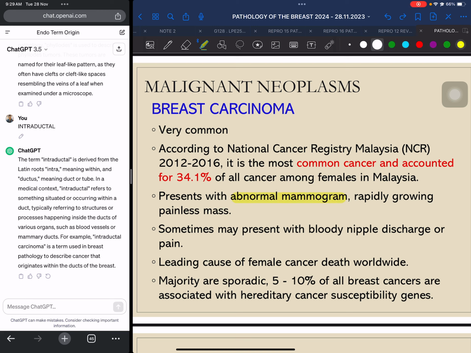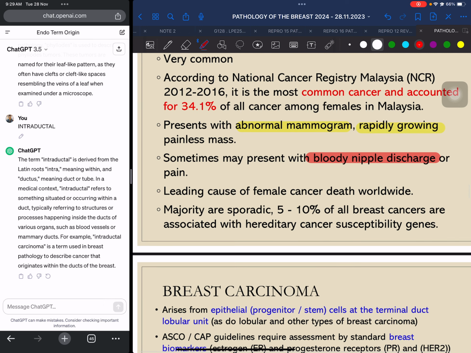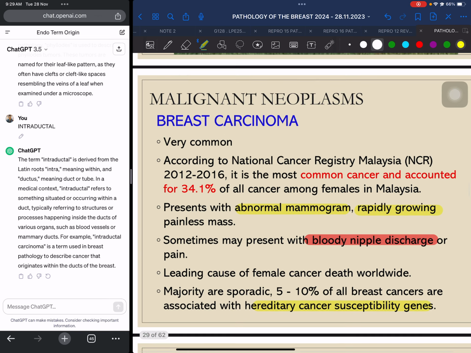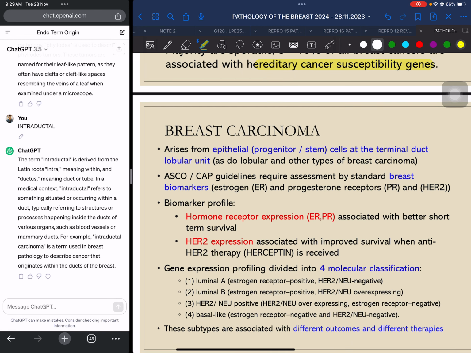They present with an abnormal mammogram or an irregular, rapidly growing mass, and sometimes with bloody nipple discharge. It is the leading cause of female cancer death worldwide. Most of them are sporadic. Only about 5 to 10% are associated with hereditary cancer susceptibility genes. Breast cancer arises from the epithelial cells at the terminal duct lobular unit, from the acini cells.